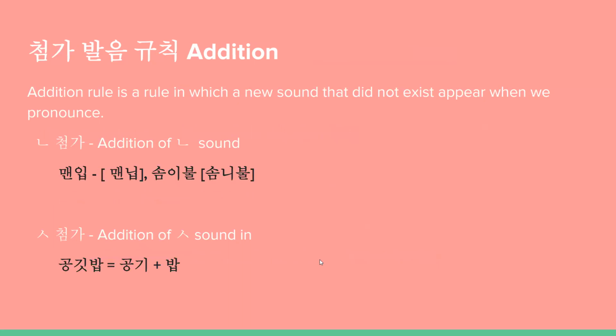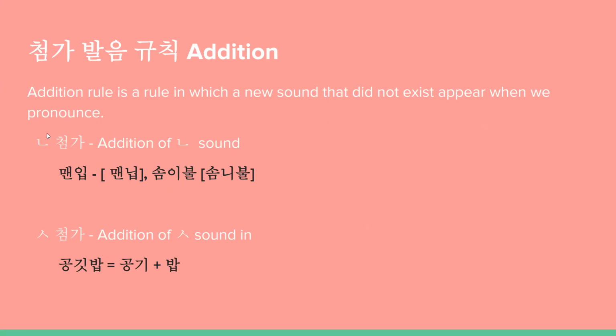And number 3 is 첨가 발음 규칙. So addition. It's a rule in which a new sound that didn't exist appears when we pronounce. So we write one way, but when we pronounce, a new sound is added. For example, that's the name for 첨가. 첨가하다 means like to add something. For example, there are two rules for this category.